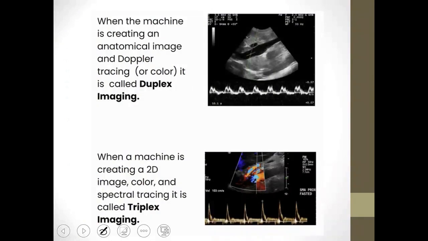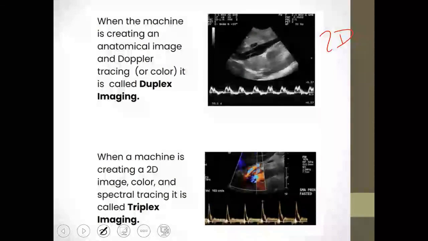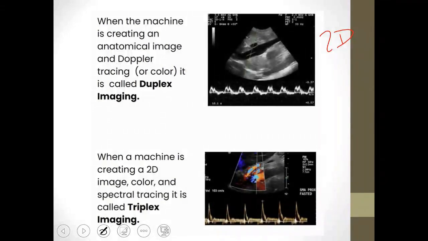If the machine produces an anatomical image, which is a 2D image, at the same time it performs color Doppler, or the color representation, if it gives you the color flow or the blood flow, I call this duplex imaging. Like color Doppler or blood flow, this is called duplex imaging. If the machine shows 2D imaging and provides you with color and spectral tracing, in this case we call it triplex imaging.